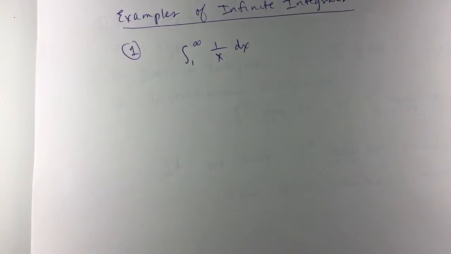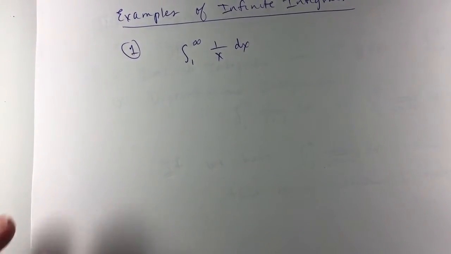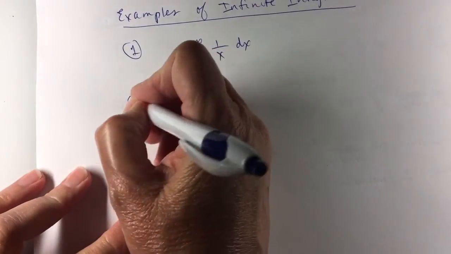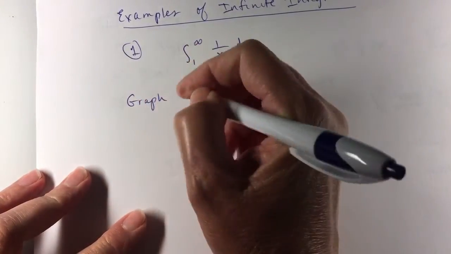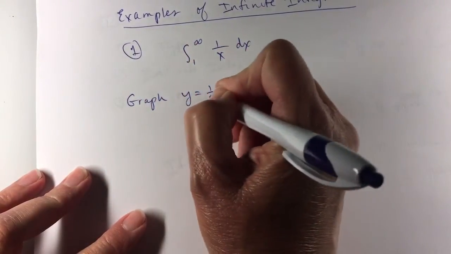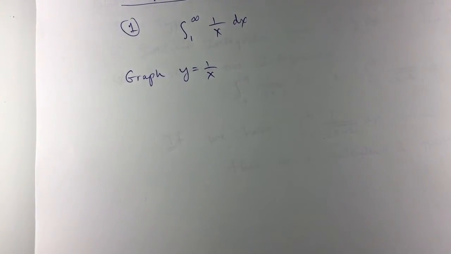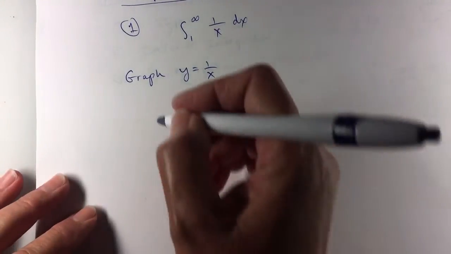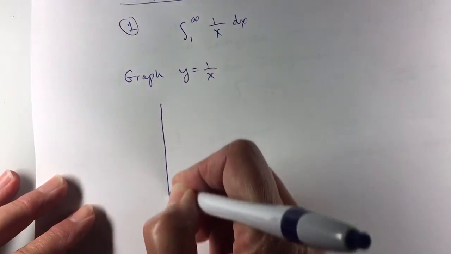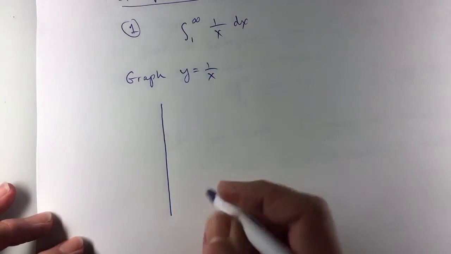I will go ahead and take a look at the graph, sort of a little something extra here. Graph y equals 1 over x. And I hope you know what that graph looks like. If you don't know, I'm about to remind you.